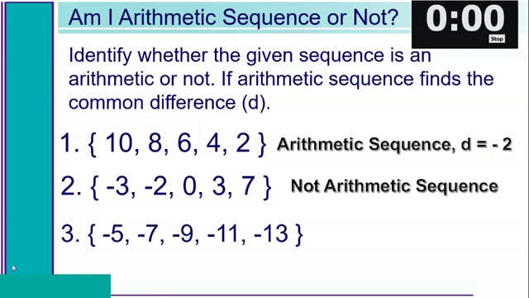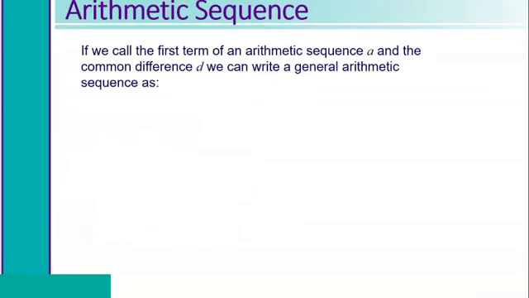And for number 3, we have an arithmetic sequence because the common difference is negative 2. Negative 7 minus negative 5 is equal to negative 2. Negative 9 minus negative 7 is equal to negative 2. And if you continue the process of subtracting the two consecutive terms, it will lead you to negative 2.